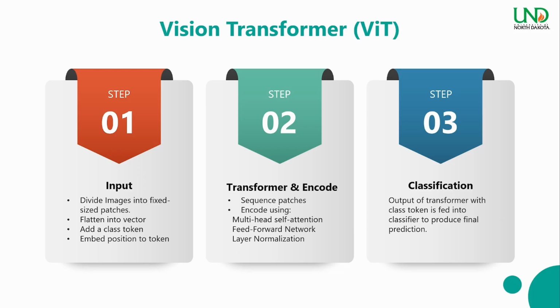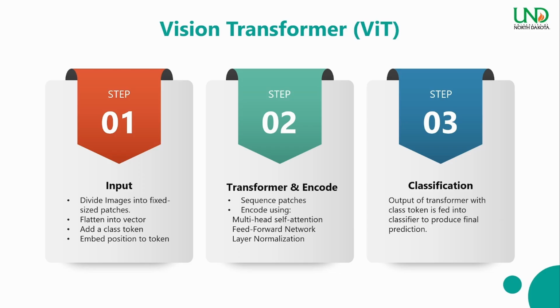And then the second step is the transformer encoding. The sequence of patches is fed into the transformer, and that's where the multi-head self-attention comes in. It allows the model to learn the relationships between the different patches. And the transformer layers also include feed-forward networks and normalization to refine the features themselves.